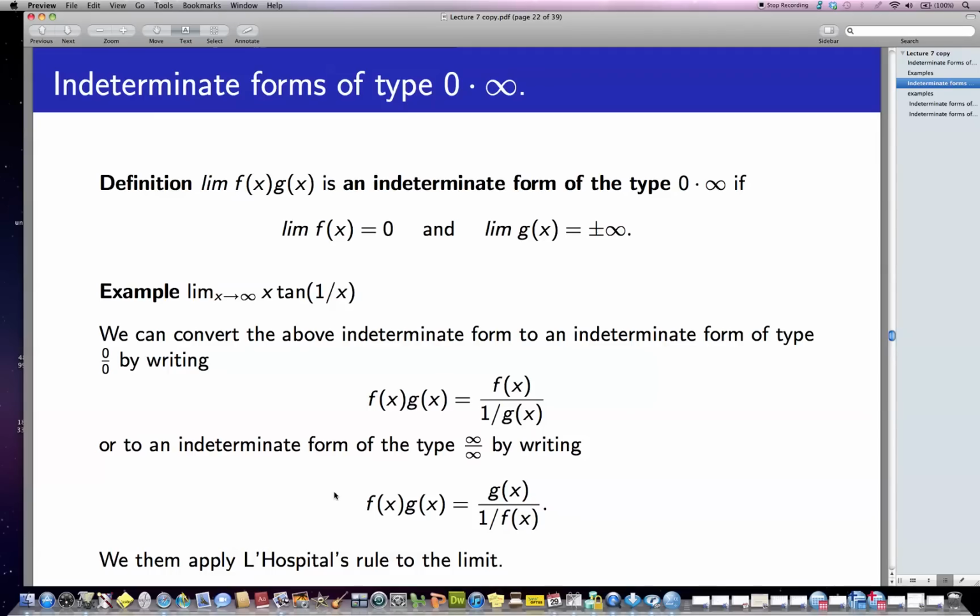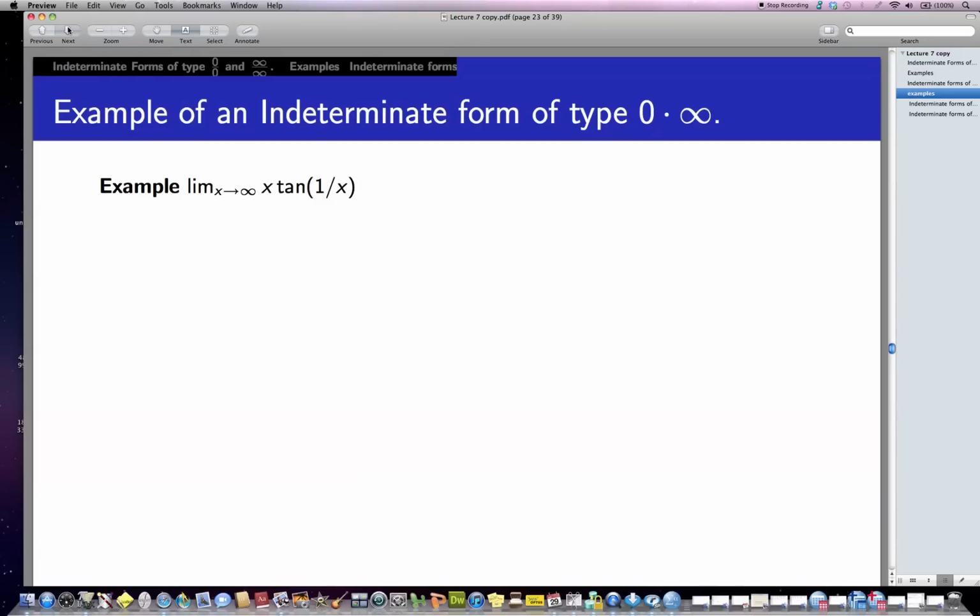I could also convert to the type infinity over infinity by writing this product as g of x over 1 over f of x, and now the 1 over f of x is going to infinity because f of x is going to 0. And then I can go ahead and apply L'Hopital's rule as I did before.